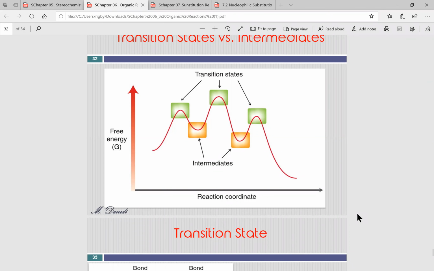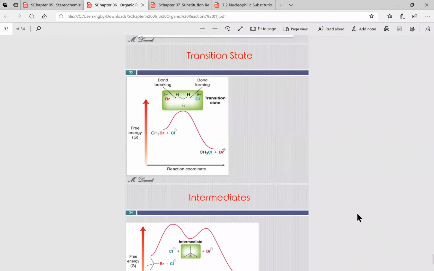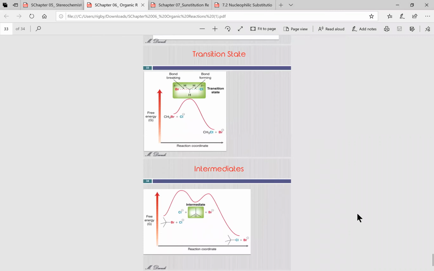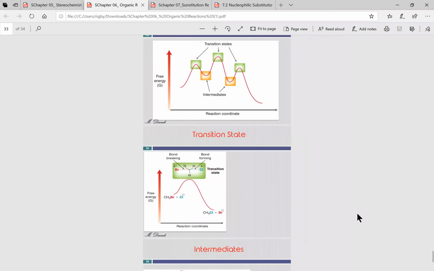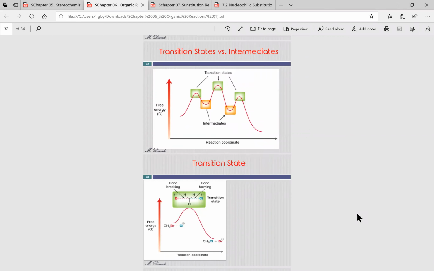Today I'll be going into chapter 6, which is just an overview of different organic reactions, and going into chapter 7, which is specifically about substitution reactions. Personally, what I think is the most important part of chapter 6 is understanding how the energy diagrams work as far as transition states, intermediates, reactants, products, and how many steps it goes.